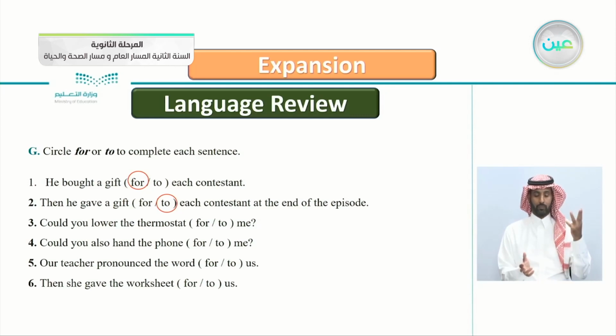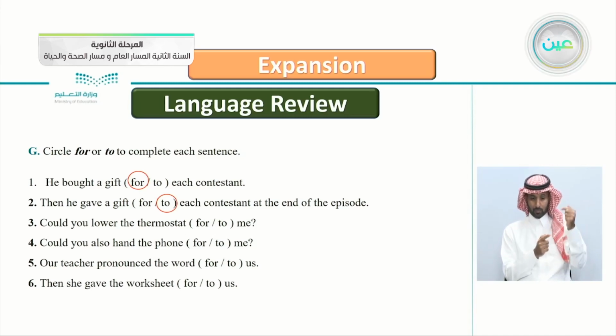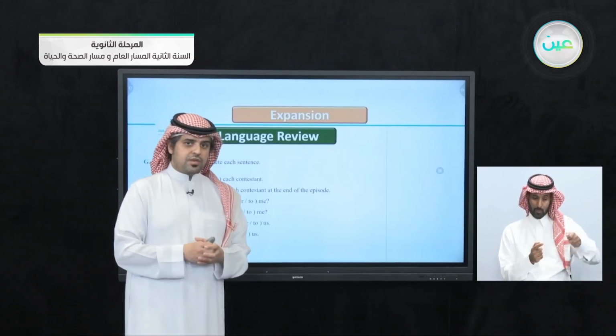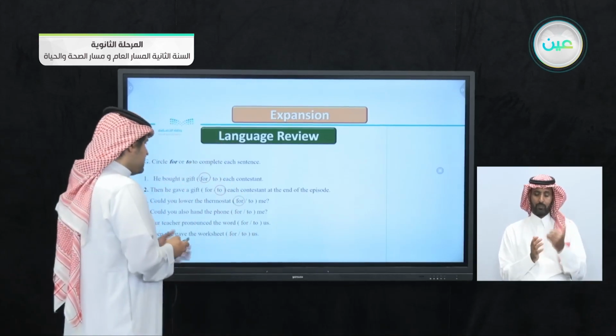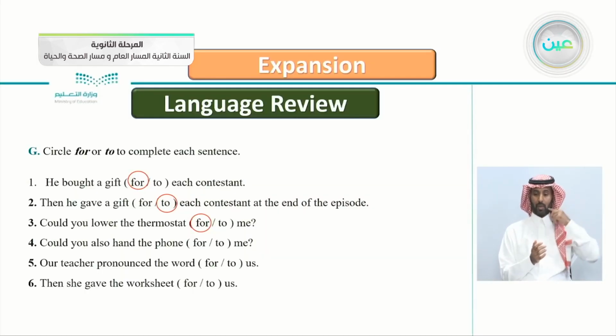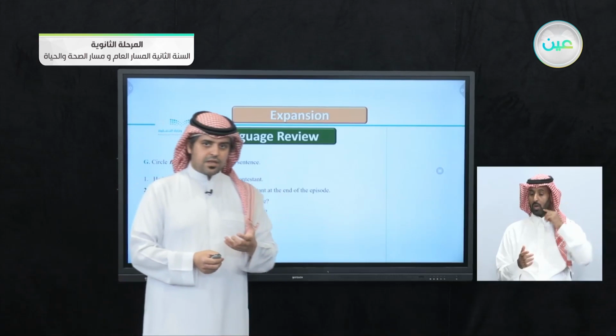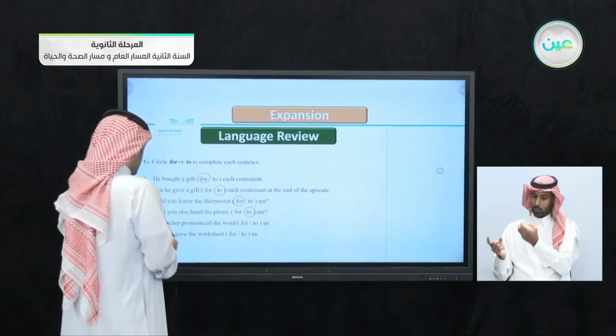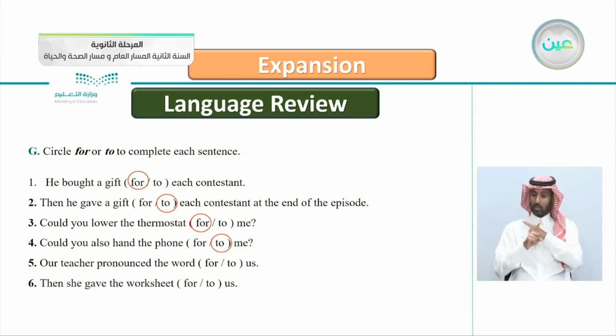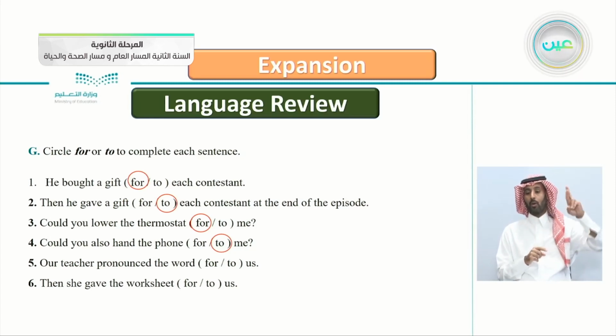Number 3, could you lower the thermostat for me or to me? So yes, it's for me. I'm benefiting from help from my friend by asking him to lower the thermostat for me. Number 4, could you also hand the phone for or to me? Yes, to me. I'm receiving the phone now from you. Number 5, our teacher pronounced the word for or to us.